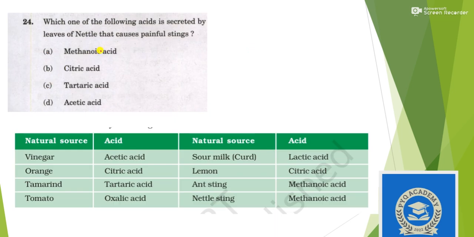Which one of the following acids is secreted by leaves of nettle? When a student sees a question like leaf of nettle, why is UPSC asking this question? UPSC is asking this question because in NCERT the answer is given: nettle sting, methanoic acid. So answer is option A. And you need to learn the whole table because in the next paper any of them can be asked. Okay.